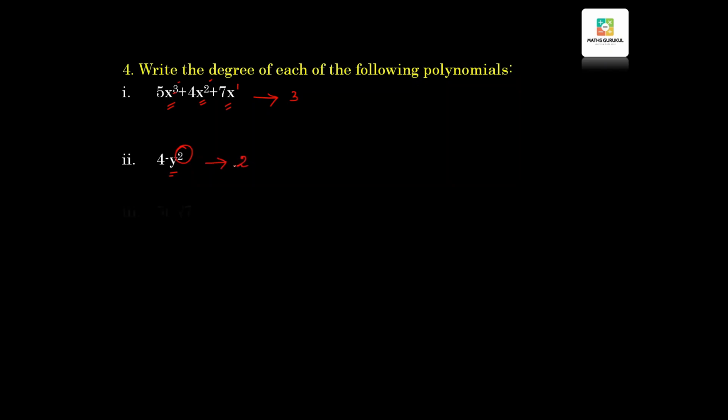Okay. In the third one, it is given 5t minus root 7. So here also we notice that there is only one variable, and that variable is t. And what is the highest value of t? 1. So the degree of this polynomial will be 1.